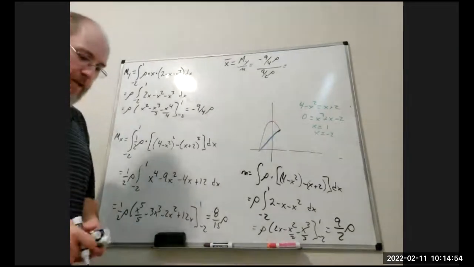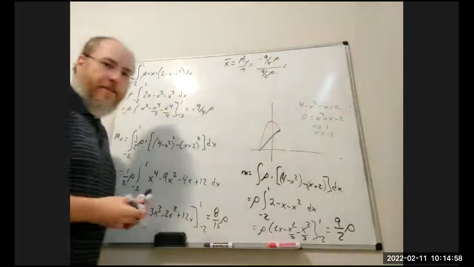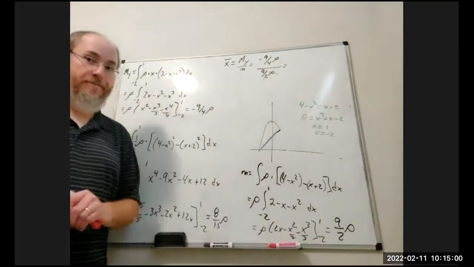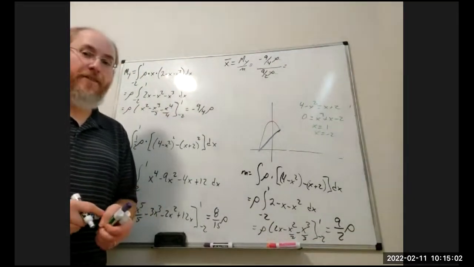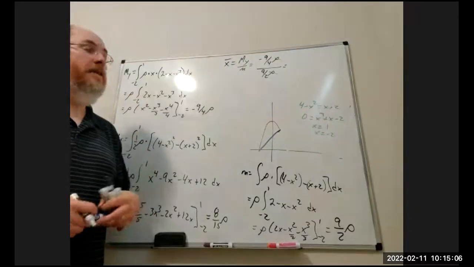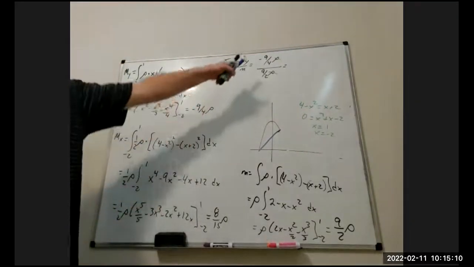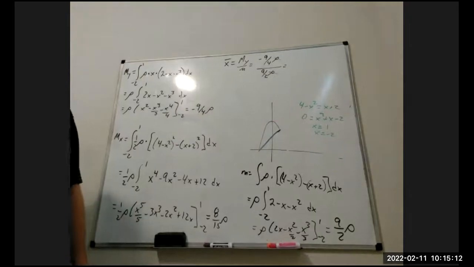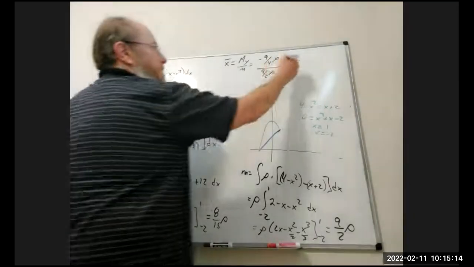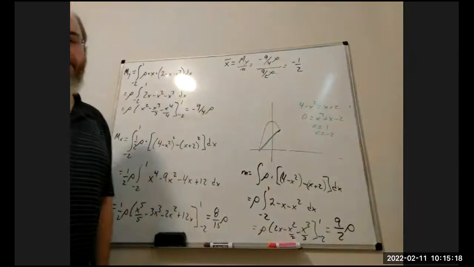So the first thing I want you to notice is that the rhos cancel out. It didn't actually matter what the density was. And that's kind of the nice thing. When you have constant density, you can ignore it when you're finding center of mass, but only if it's constant density. Okay, so -9/4 divided by 9/2. You do a little bit of magic on that and you get negative 1/2.